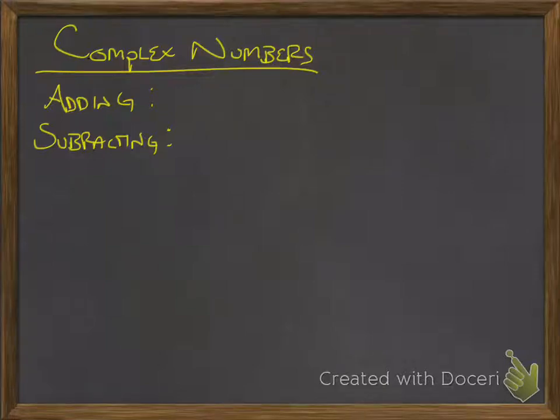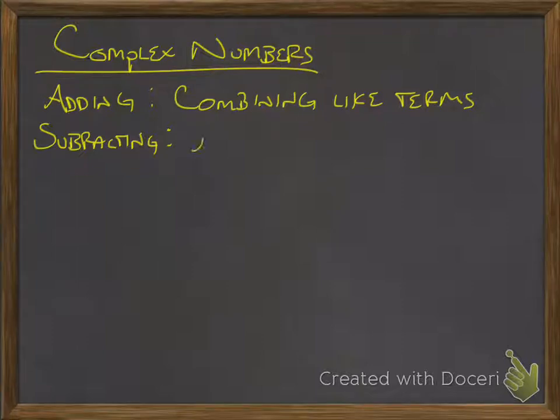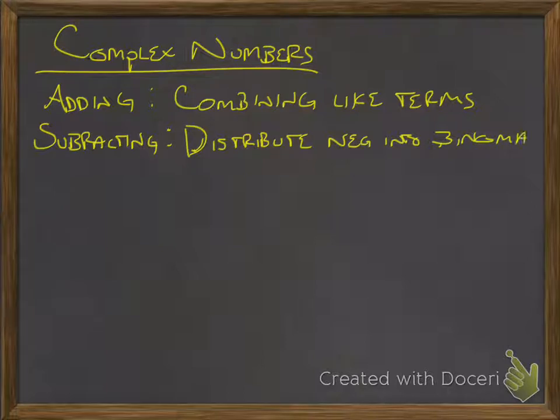Okay, so for these notes or this test, you need complex numbers. Adding complex numbers, all you're doing is combining like terms. When you're subtracting and you have a subtraction of a binomial, you need to remember to distribute that negative into the binomial, because you're subtracting that whole binomial, and so it will change the signs on those terms that you're subtracting.